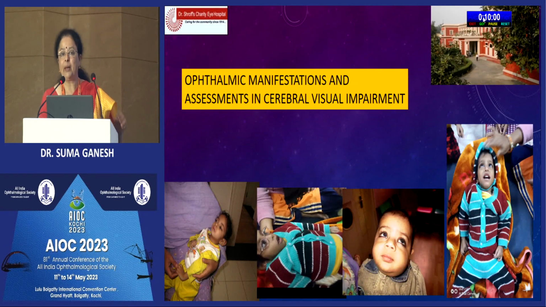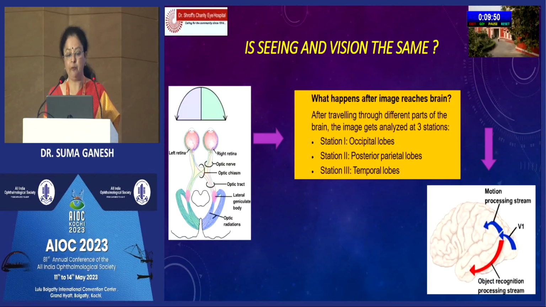So the topic which I'll be speaking on is, I think, maybe a repetition of Dr. Elizabeth's and Dr. Shashikala's, but I'll just go in brief. What are the ophthalmic manifestations and assessments in cerebral visual impairment? Basically, we have three stations: the occipital lobe, the posterior parietal lobe, and the temporal lobe, and that is very important for us to understand.